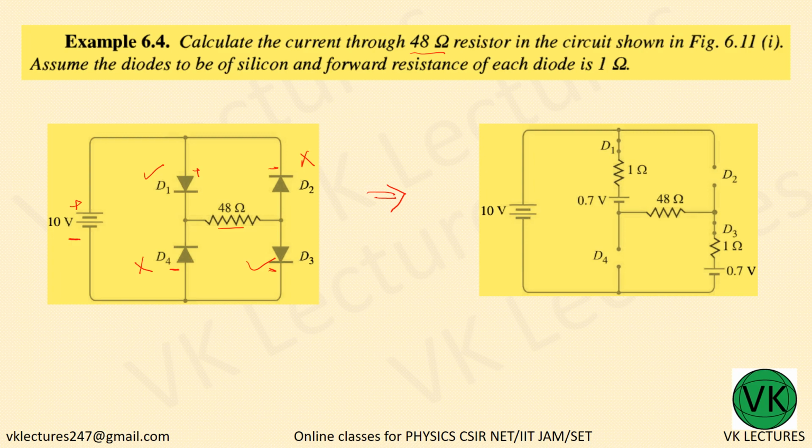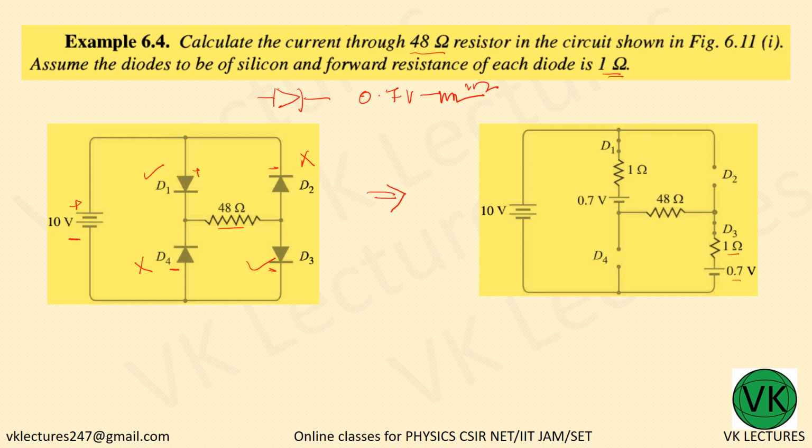So we can convert this given circuit into an equivalent circuit by replacing the silicon diode with an approximate model, because your resistance is given as well as voltage. Voltage is 0.7 volt along with a resistance of 1 ohm. So each diode we have replaced with an equivalent resistance and a voltage source. Here also resistance and voltage source.